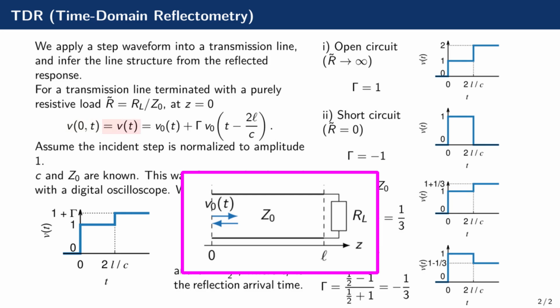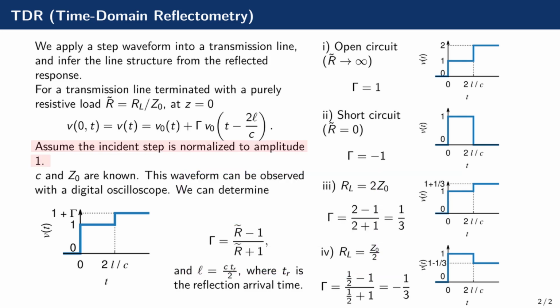Using the formula from the previous section, we obtain V of t equals V0 of t plus gamma times V0 of t minus 2L over c. The first term is the incident step. The second term is the reflected wave, which travels to the load at Z equals L and then comes back to Z equals 0. So it appears after the round-trip delay, namely 2L over c. Here we assume that the source side is matched, so that further reflections at Z equals 0 are ignored.